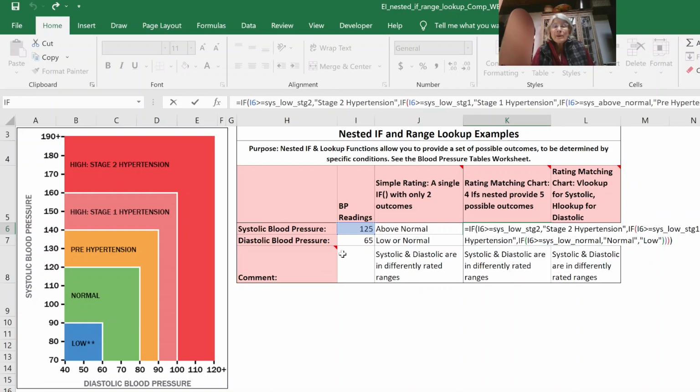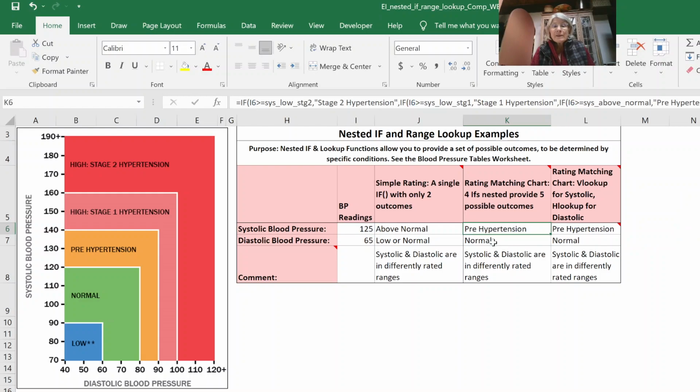And we have a parallel to this that looks at the value of the diastolic blood pressure and gives us checks for the same different outcomes, starting with the highest range, going down, with the low being the final possible value if false argument.